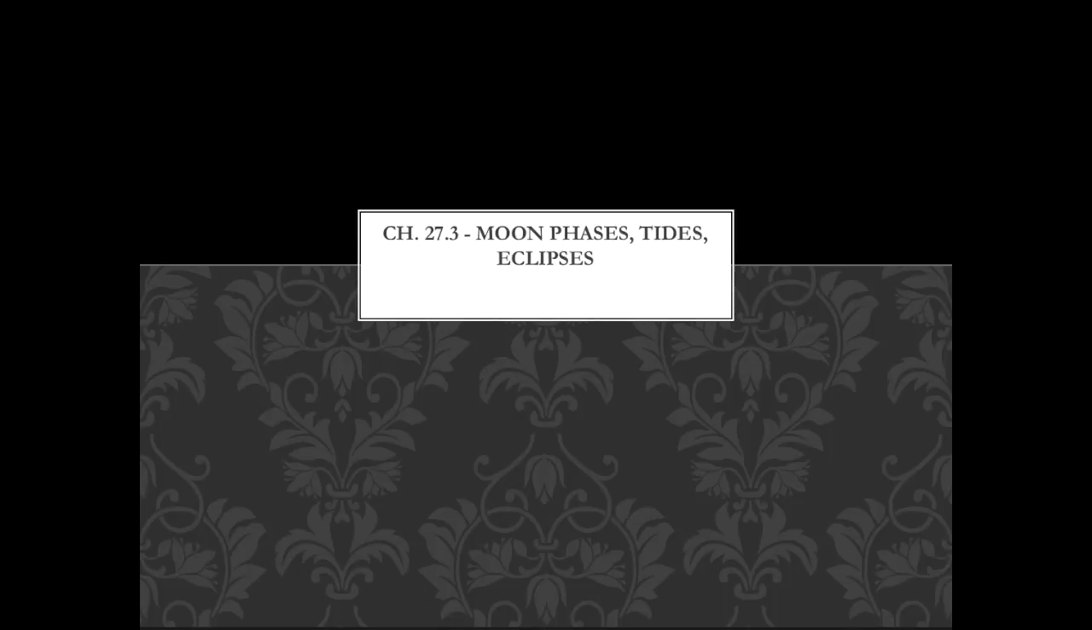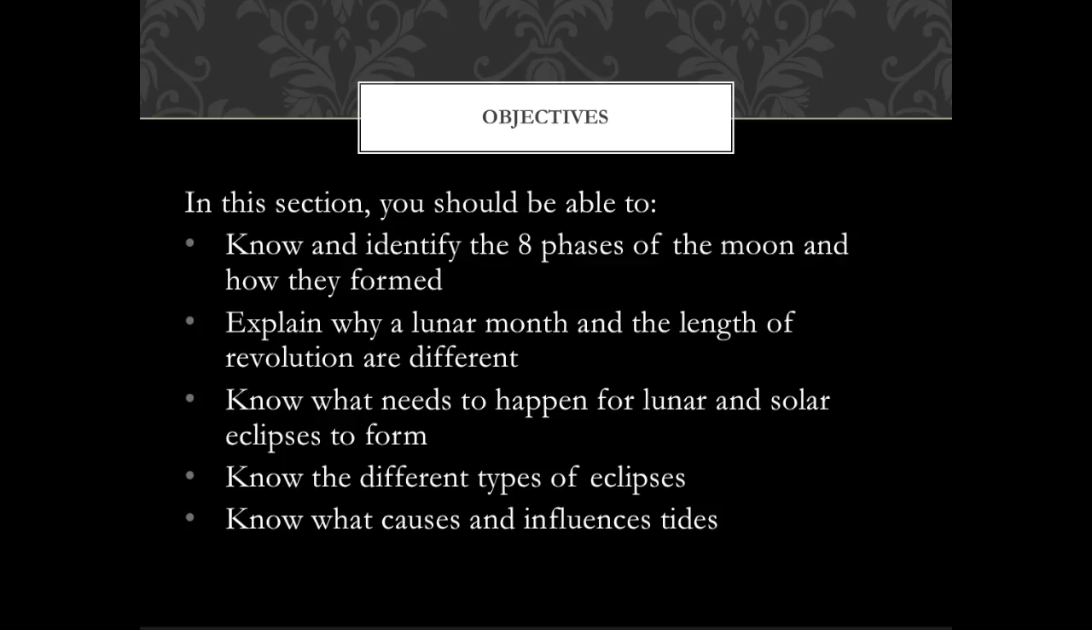Alright, so let's take a look at chapter 27.3. We're going to look at moon phases, tides, and eclipses. In this section, you should be able to know and identify the 8 phases of the moon and know how they're formed. You should explain why a lunar month and the length of a revolution are different. You should know what needs to happen for lunar and solar eclipses to form. You should know the different types of eclipses, as well as know what causes and influences tides.